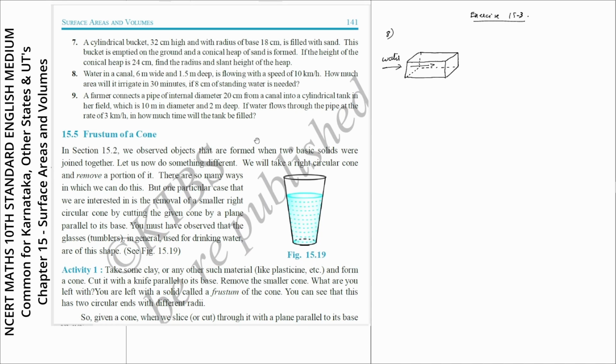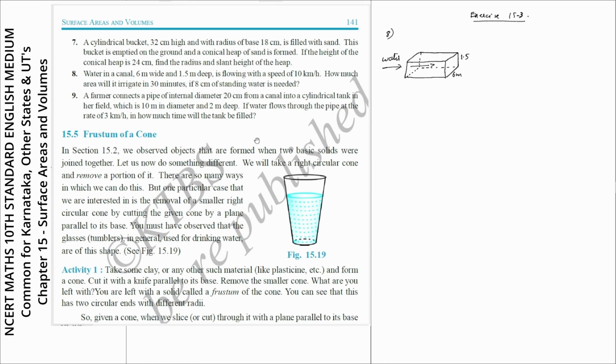So there's a canal whose dimension is 6 meter by 1.5 meter. So 6 meter and this is 1.5 meter. This is the dimension of the canal. Canal can be in circular shape also, but this canal is in a rectangular shape. In this canal water is flowing, and the rate of flow is 10 km per hour.